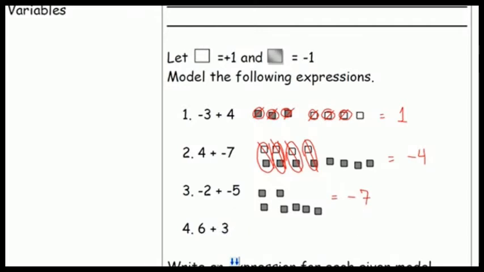In the same manner, we do the bottom one. Bottom one is just 6 positives. So 6 that are not shaded. 1, 2, 3, 4, 5, 6, and then we have 3 more positives. 1, 2, 3. Same happens here as it happened on number 3. Okay, we didn't cancel anything. Here we cannot cancel anything either. So my answer is going to be positive 9.